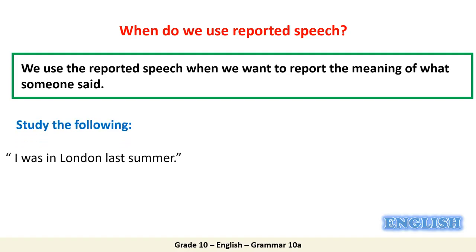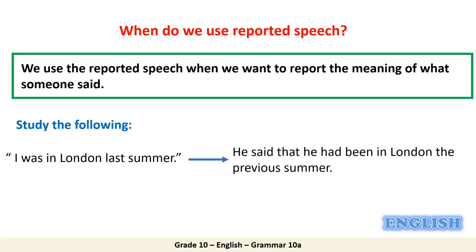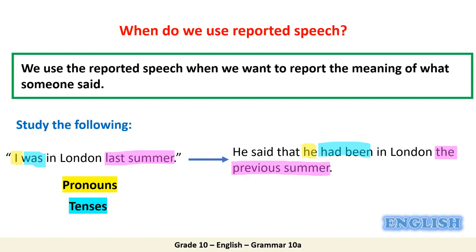Let's study the following sentence. "I was in London last summer." How can we report the following? Alright, so we can say, he said that he had been in London the previous summer. So what did we change? We changed "I" with "he," and these are pronouns. We also changed "was" with "had been," and these are tenses. Finally, we changed "last summer" with "the previous summer," and these are time expressions. So pronouns, tenses, time expressions, most of the time they change when we report sentences.